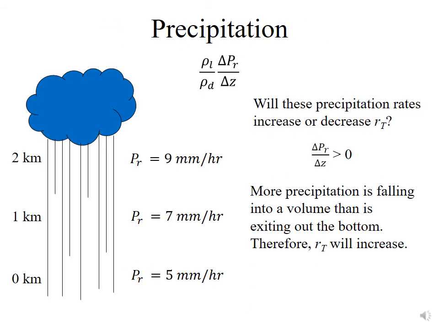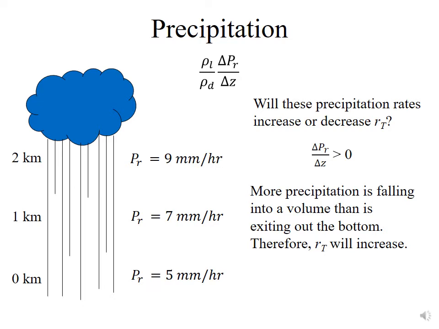Next, we're looking at precipitation. The water storage due to precipitation is essentially the density of the liquid water divided by the density of the air times the change in the precipitation rate, PR, divided by the change in height. So essentially it's PR at height 1 minus PR at height 2 divided by height 1 minus height 2, delta PR over delta Z.